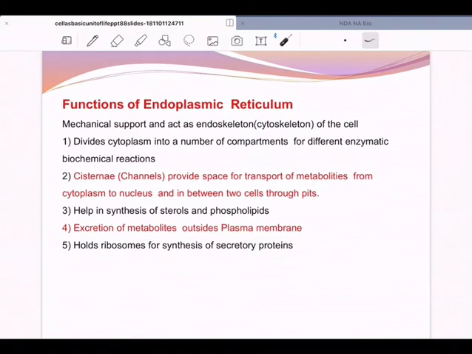So the functions of endoplasmic reticulum, as I said: mechanical support and acting as the cytoskeleton of the cell, dividing the cytoplasm into a number of compartments, where a lot of enzymatic actions will take place. Cisternae will be formed, and they help in transport of metabolites from the cytoplasm to the nucleus and between cells through pits, help in synthesis of sterols and phospholipids, excretion of metabolites outside the plasma membrane, and hold ribosomes for synthesis of secretory proteins. We'll talk about how exactly ribosomes help in protein synthesis.